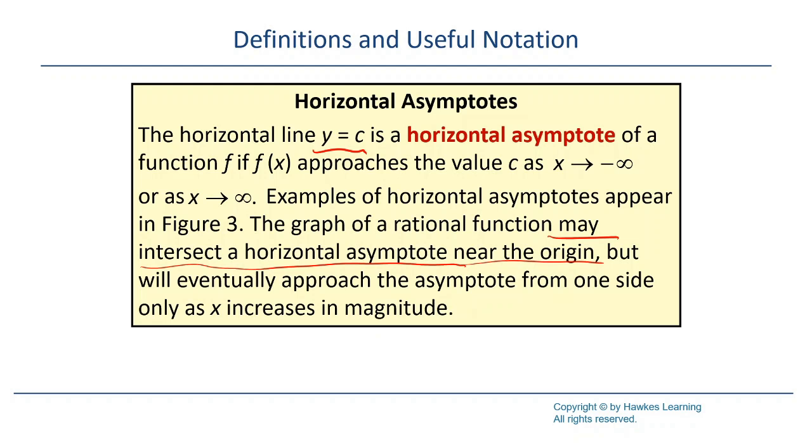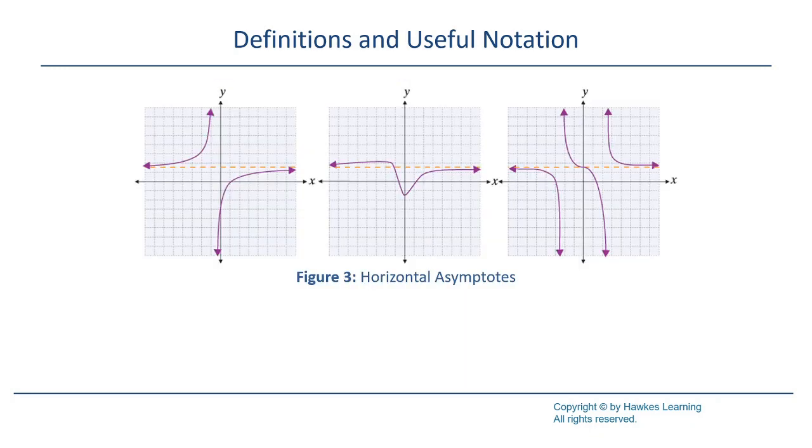But that's the key difference. Vertical asymptotes you can never cross. Horizontal ones, occasionally you'll cross. And so here's 3 examples, 2 of which the function actually crosses. And the first one, it actually never crosses.